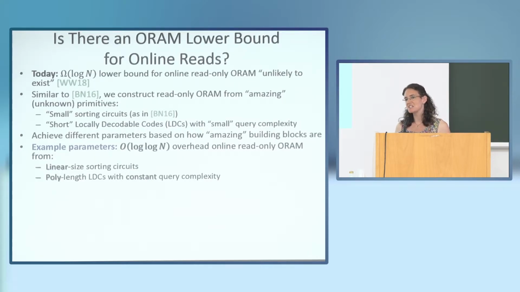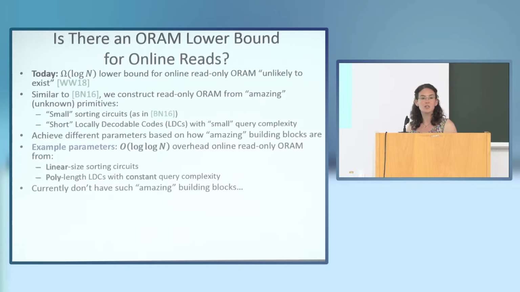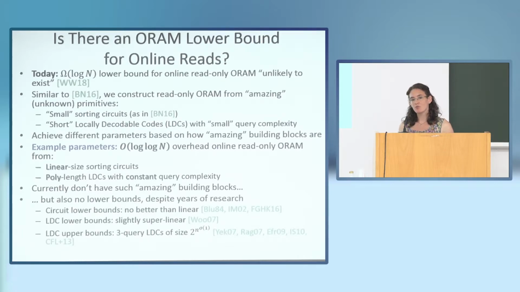I didn't tell you what these locally decodable codes even are yet, so maybe you have no intuition of whether we should have these codes or not. So what do we know? We don't know how to get these codes or these circuits. But we don't know how to rule them out. And in complexity theory, people have been looking at these types of questions for a while now. For circuits, proving lower bounds for general circuits, not even specifically sorting circuits, is notoriously difficult.